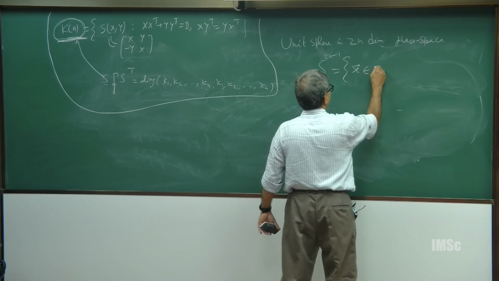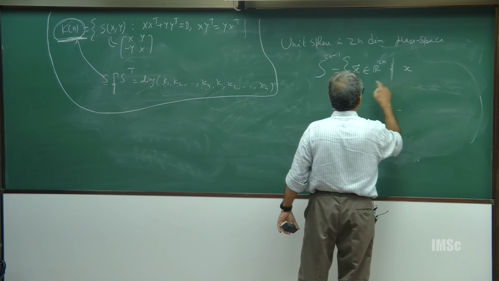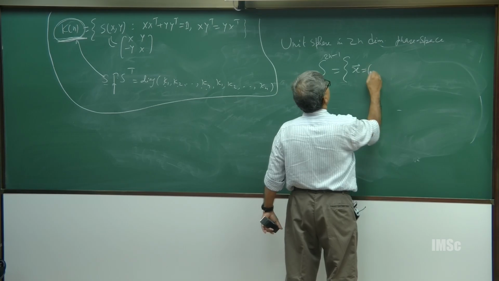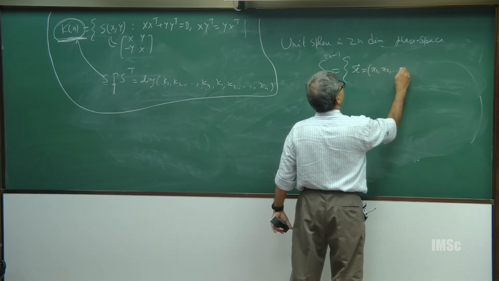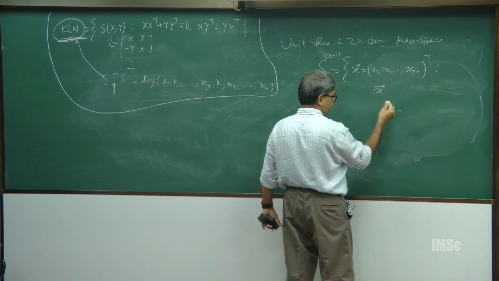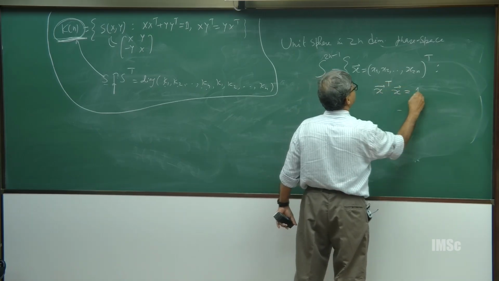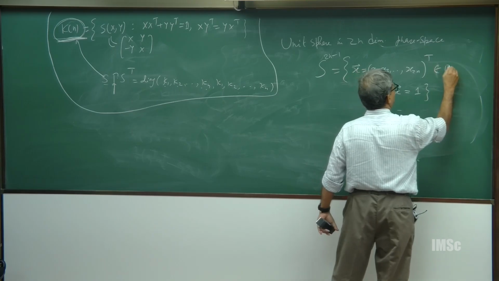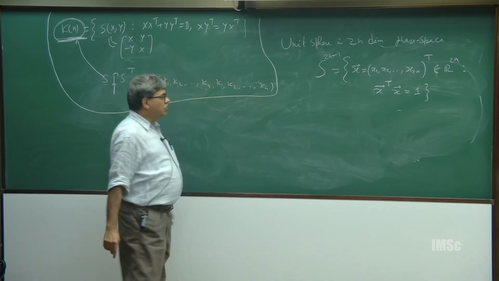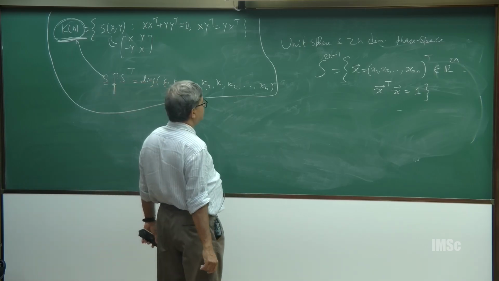x belonging to R^(2n) such that, now these are column vectors, so maybe I will write it like this: x = (x_1, x_2, ..., x_2n) transpose, such that x transpose x, this is row times column, is equal to 1, and this is an element of R^(2n). So, this is the unit sphere in 2n dimensions.